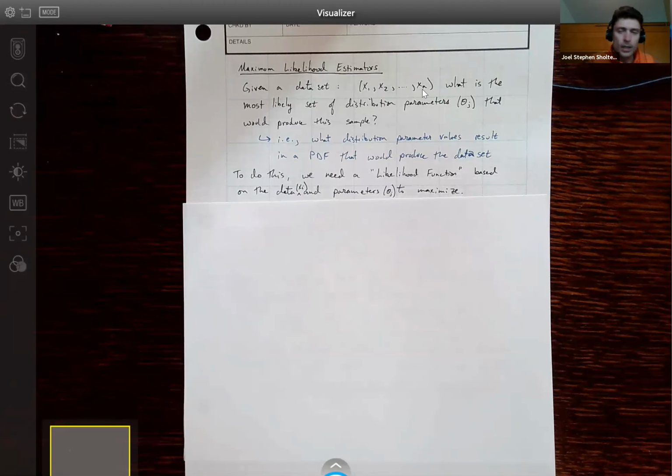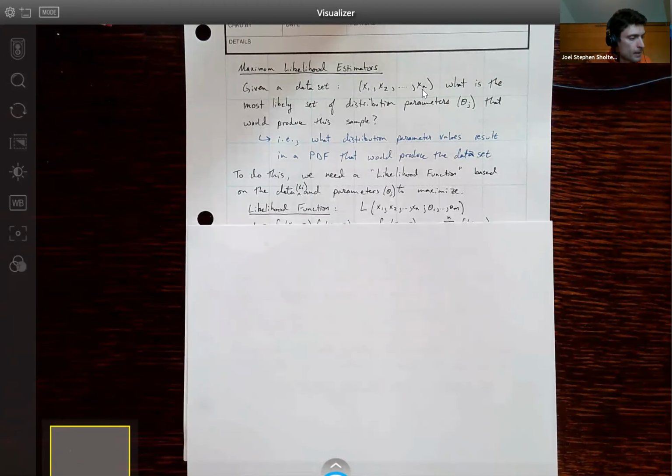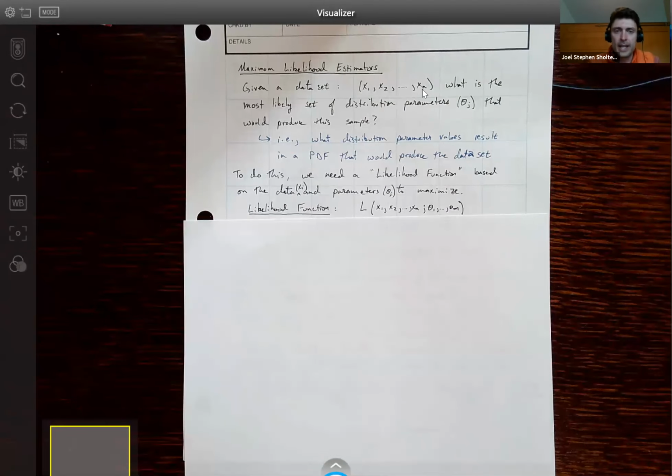So to do this, we need a likelihood function based on our data. So xi would be our data set. And then the parameters, theta j, are the different parameters we have. And we could have 1, 2, 3, potentially more parameters. Okay, so we need a likelihood function, and we'll just call that L. So L is our likelihood function, and L has all the data in it, so x1 all the way to xn. And it's got all of our parameters in it, so the parameters of the distribution, theta 1 all the way to theta m.